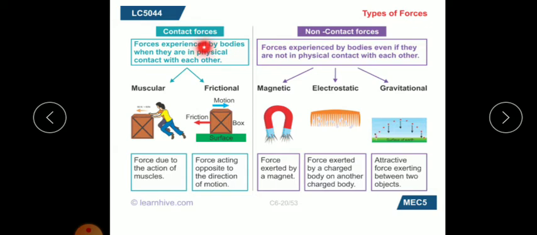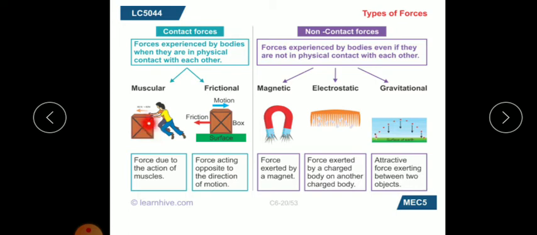So what are contact forces? Forces experienced by bodies when they are in physical contact with each other are called contact forces. Then what are non-contact forces? Forces experienced by bodies even if they are not in physical contact with each other. They are known as non-contact forces. So examples for contact forces are muscular force and frictional force, while those for non-contact forces are magnetic force, electrostatic force and gravitational force.